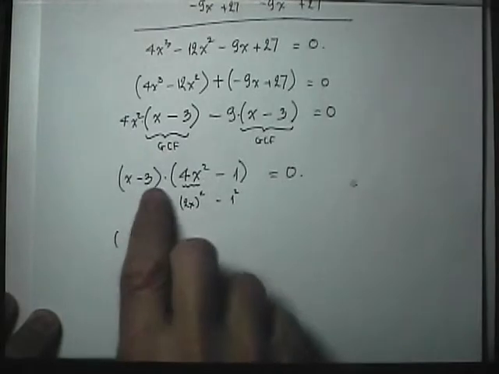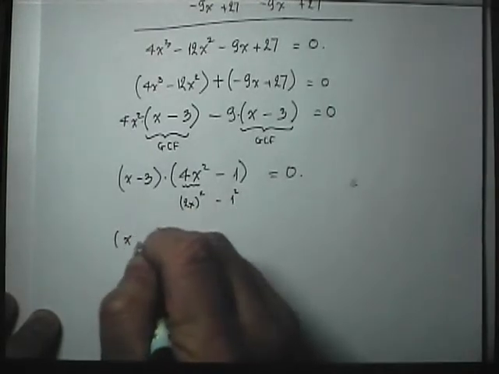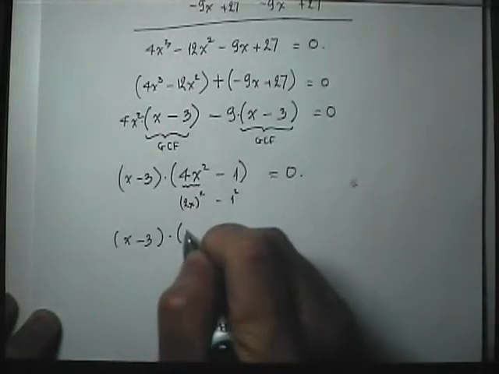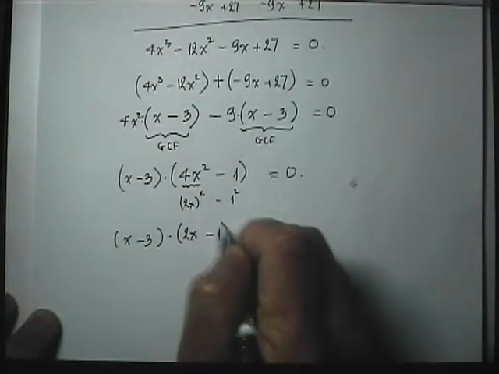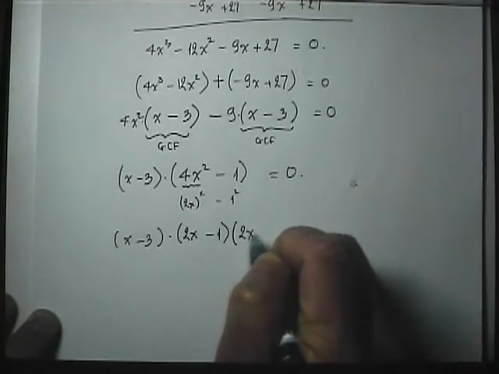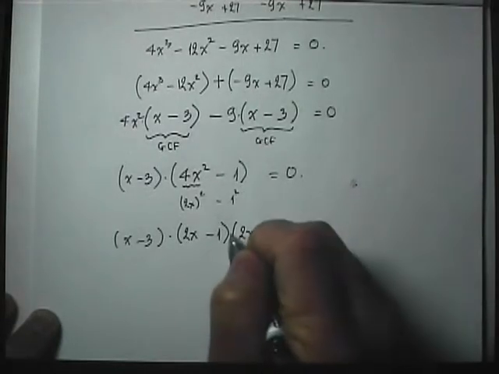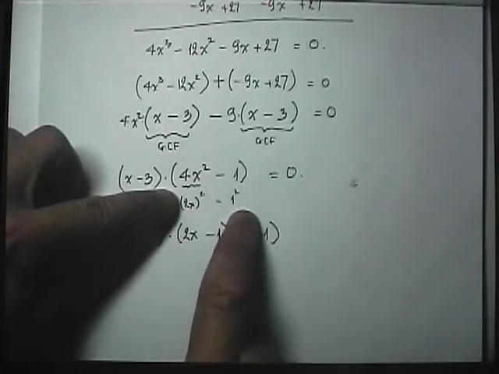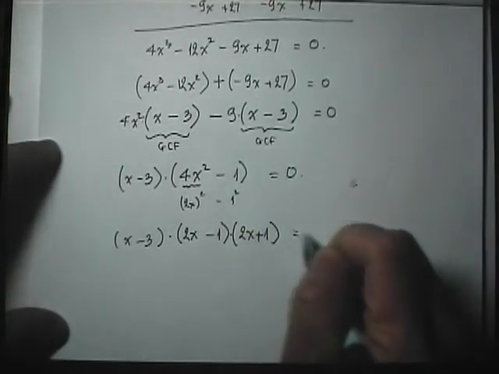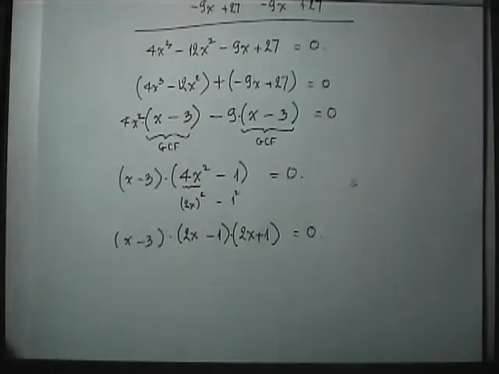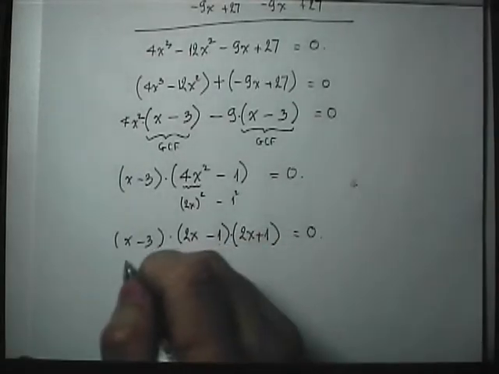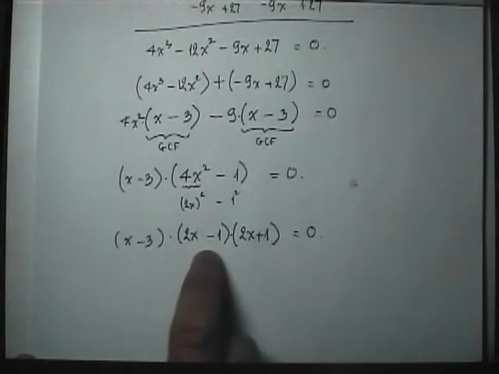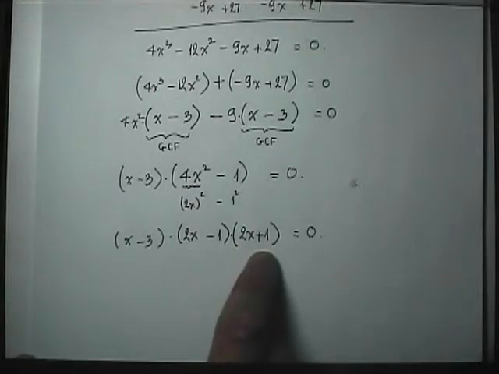So the first factor, x minus 3, nothing else we can do. The next one, 4x squared minus 1, you can turn into 2x minus 1 times 2x plus 1. The whole reason being, you have the difference of two squares, a perfect square minus 1. So now here are your three separate factors: x minus 3, 2x minus 1, 2x plus 1.